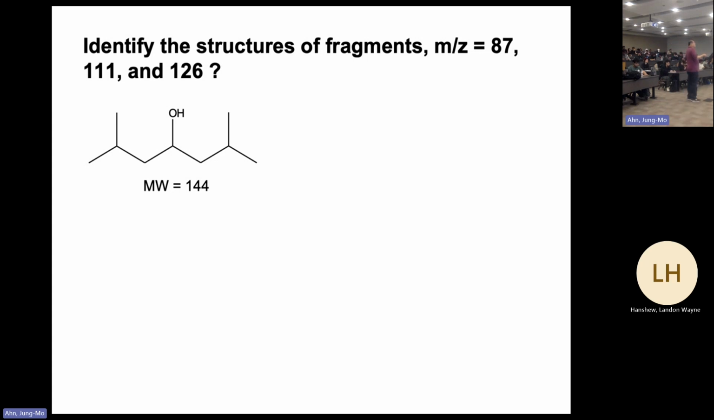This is a molecule. It makes fragments showing 87, 111, and then 126. And then it's asking what are the structures of the fragments. Well, the molecular ion is 144, right? We're going to do a fair amount of additions and subtractions to figure out what goes out.